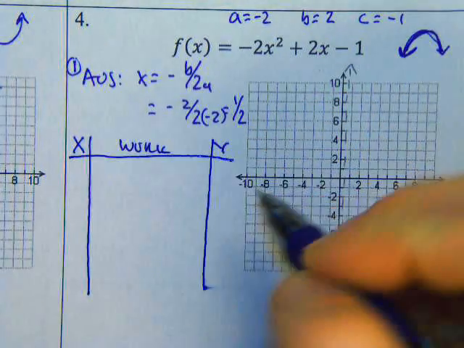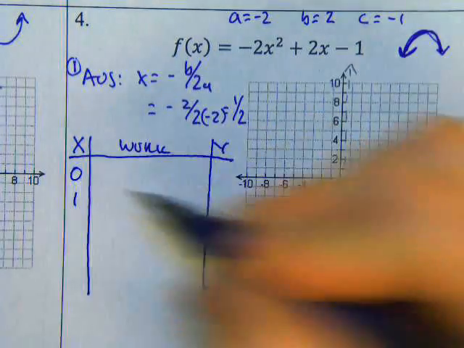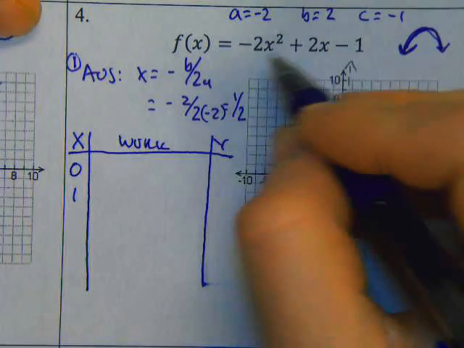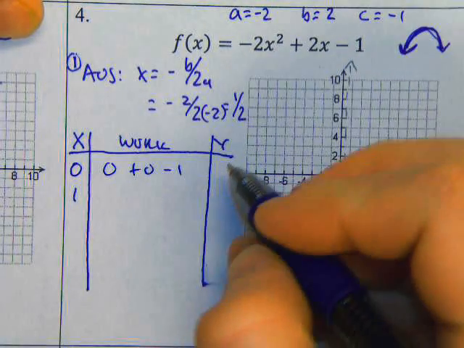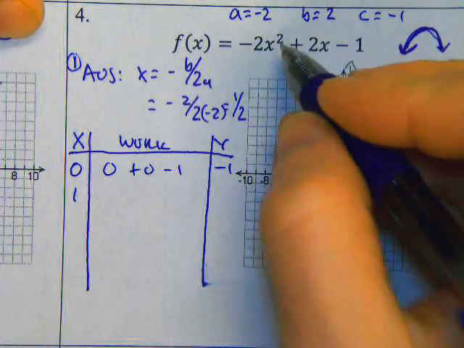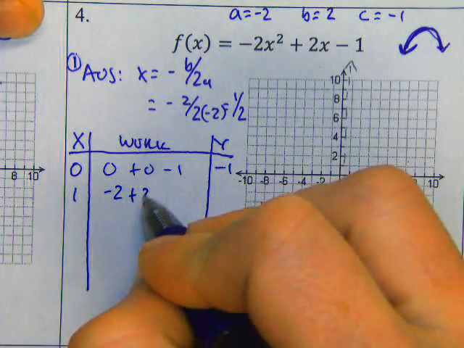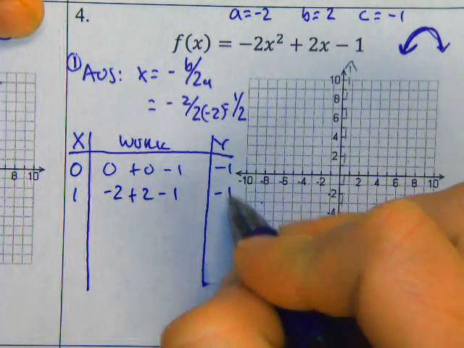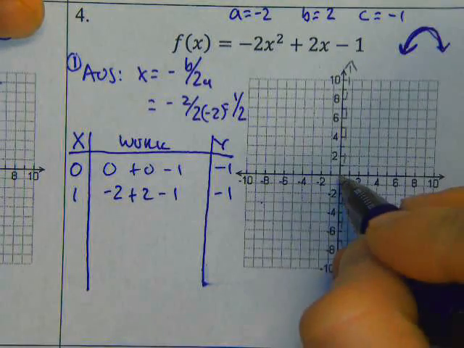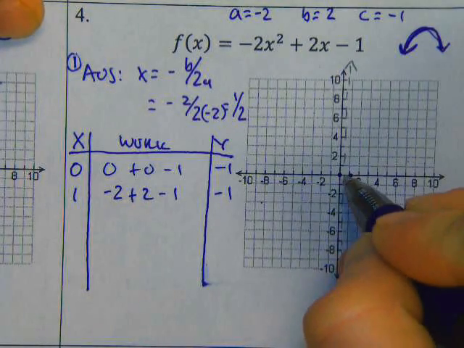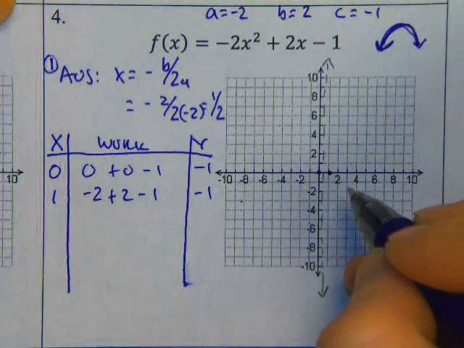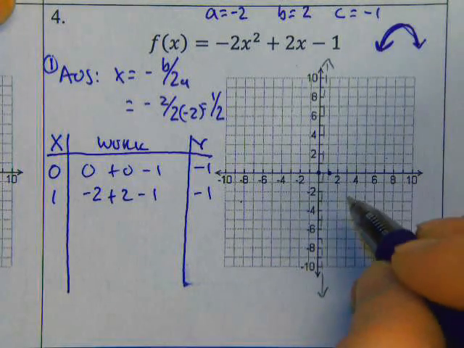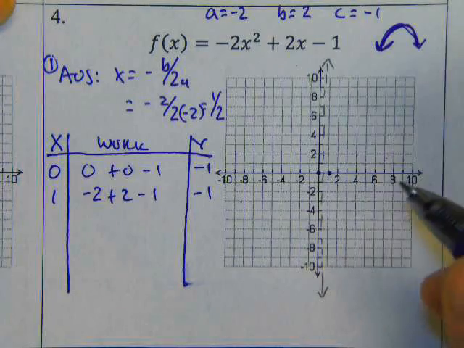So it goes 0 and 1. 0's in. 0 plus 0 minus 1. Plug 1 in, you get -2 plus 2 minus 1, which is -1, so I'm here and here. That's looking pretty good with my axis of symmetry. I'm going to plug 2 in, see where I get, and if I get -1 to match, I feel like I'm in a pretty good place.